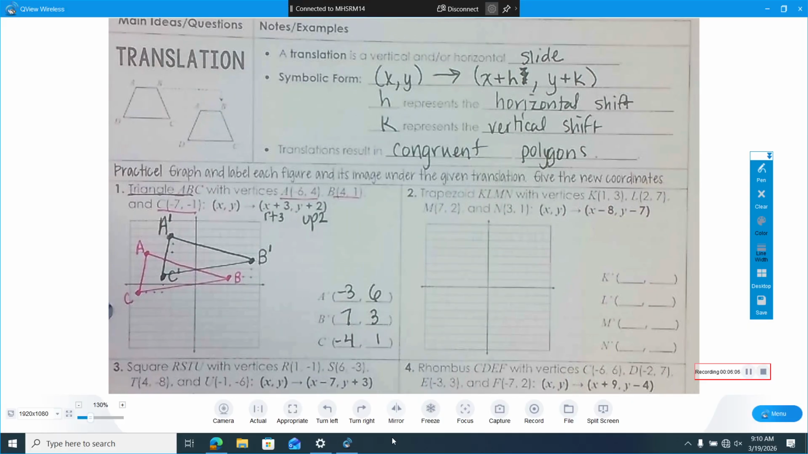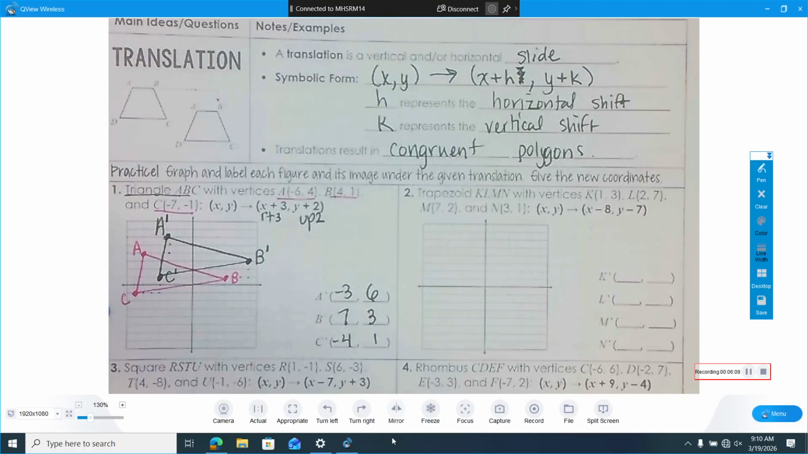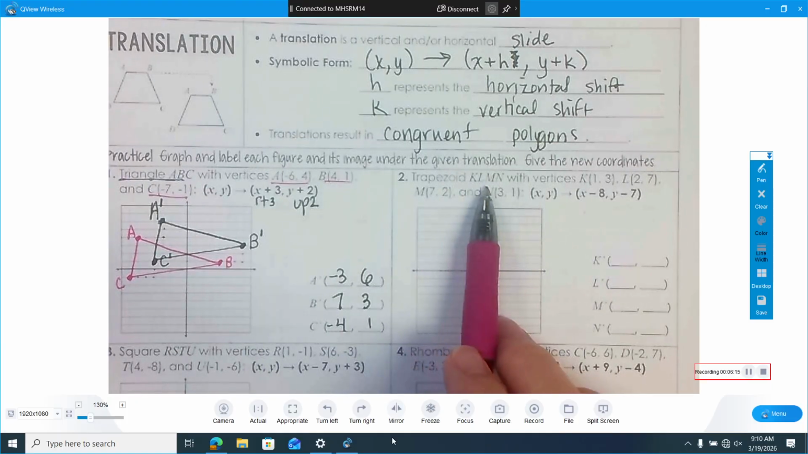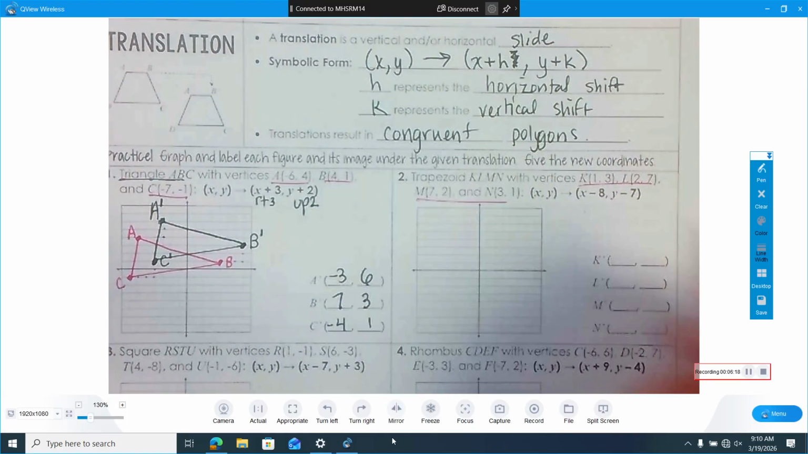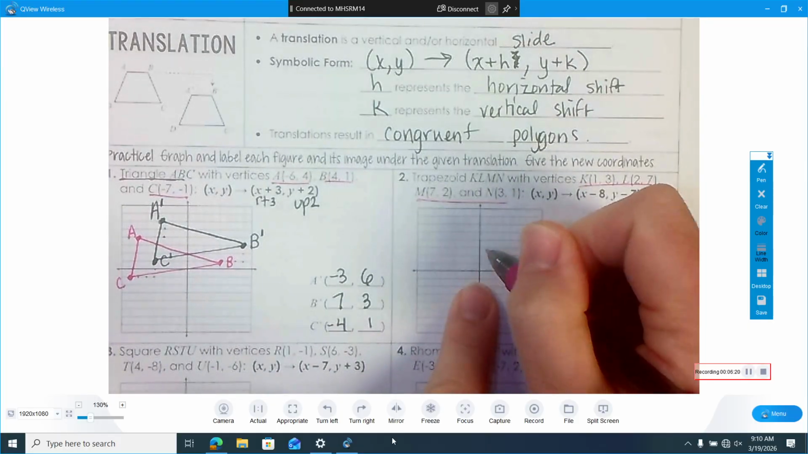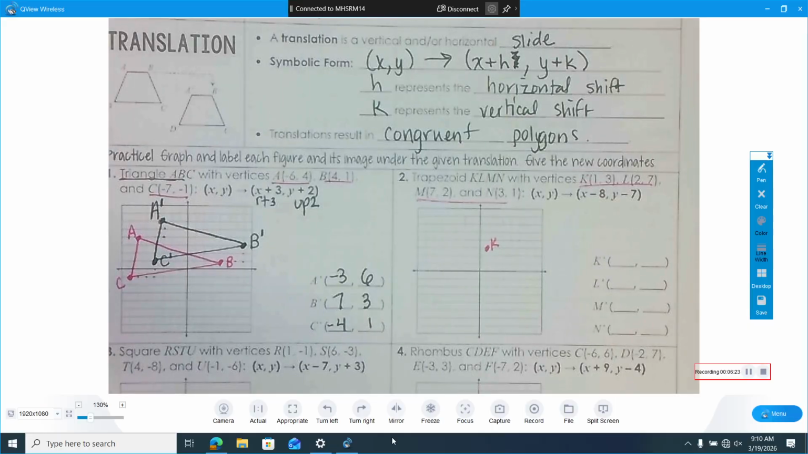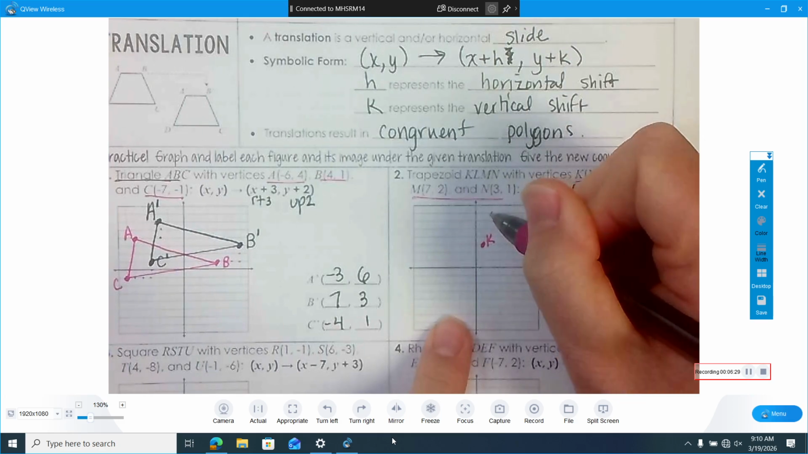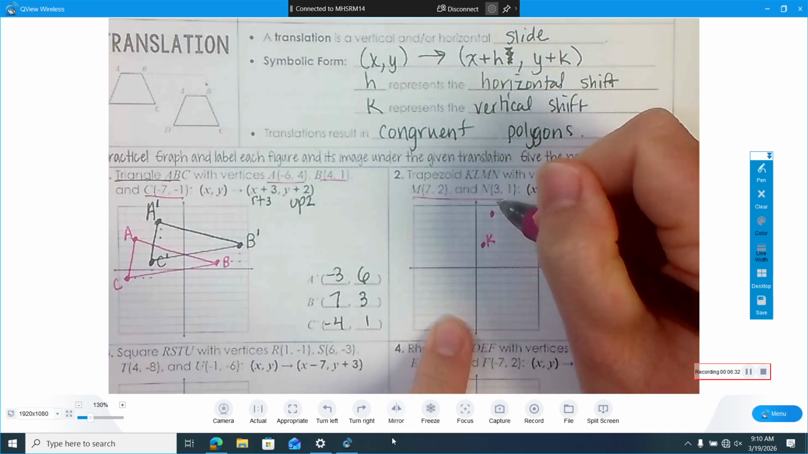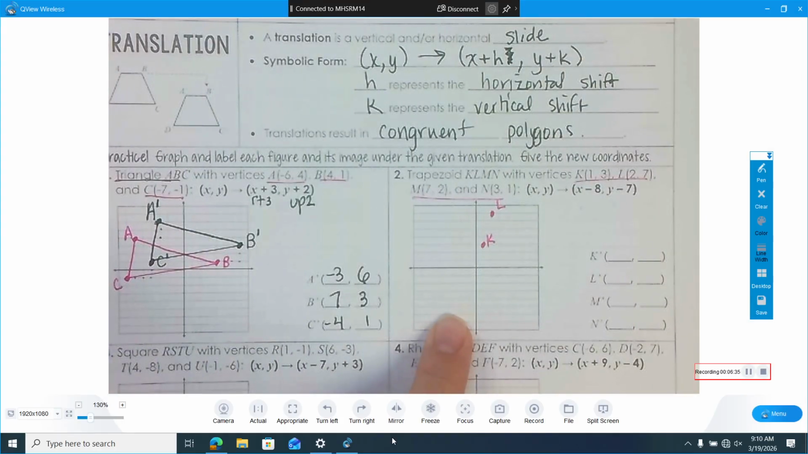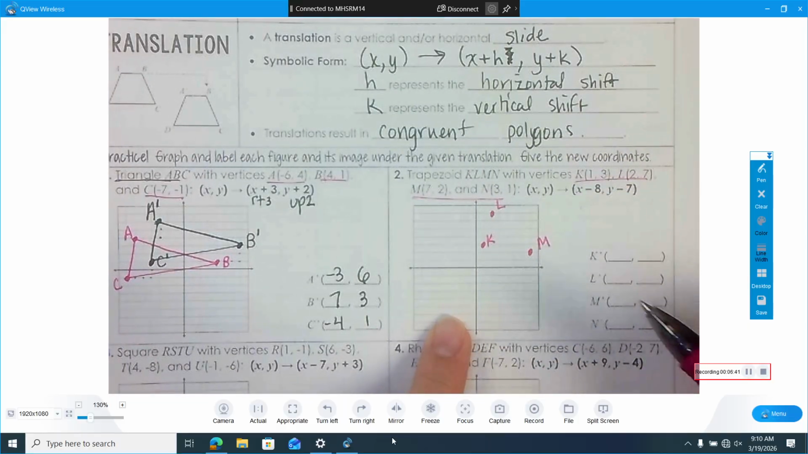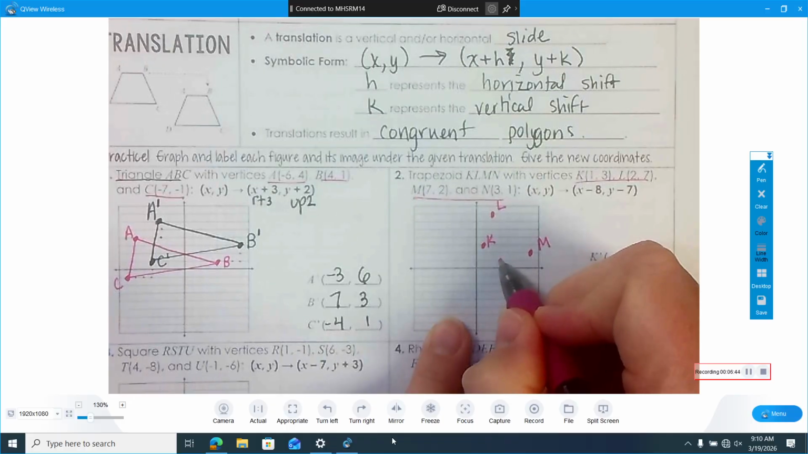Let's look at number 2. So we have trapezoid KLMN. So again, we're starting by graphing our ordered pairs here. K is at 1, up 3. So there's K. Please label your points. L is at 2, up 7, almost to the top there. M is at 7, 2. Thank you. And then N is at 3, 1.